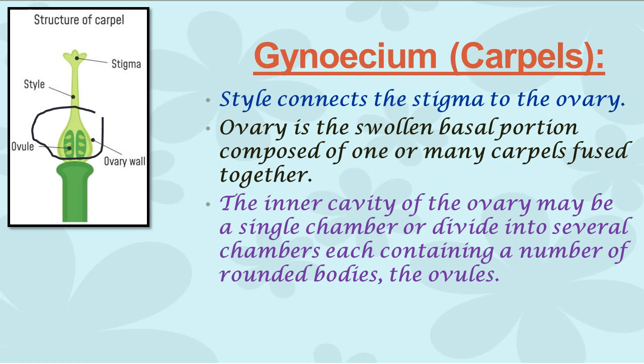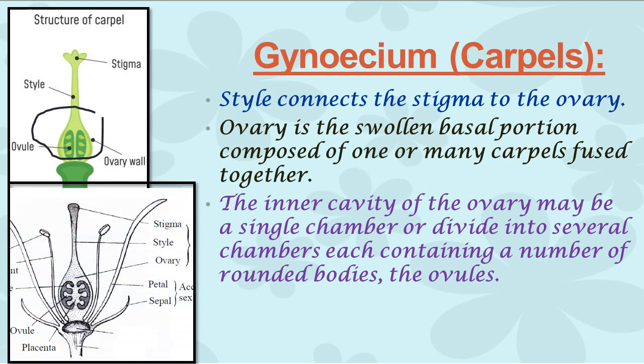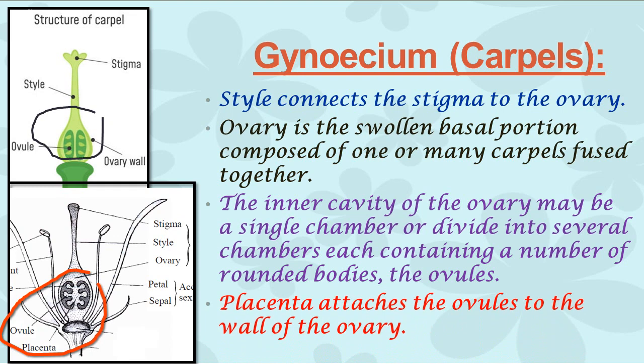And students, the rounded bodies which are present inside the ovary are called the ovules, and the placenta attaches the ovules to the wall of the ovary. Okay, so these are the ovules and placenta. So what is placenta? Placenta is the surface of the carpel to which the ovules are attached.